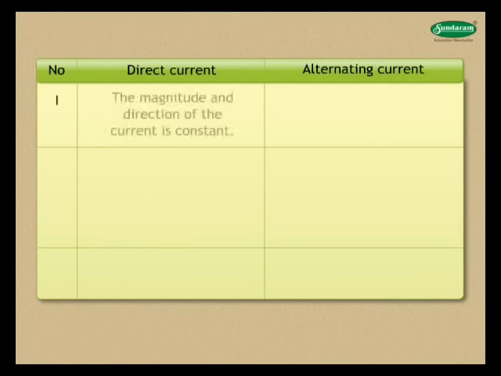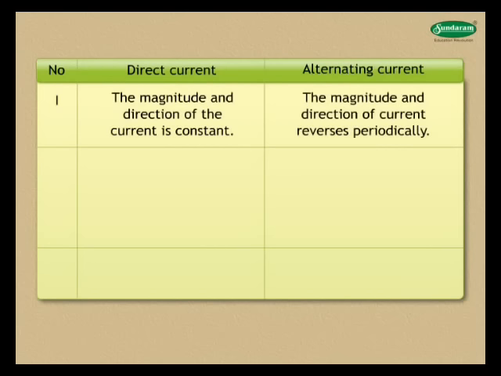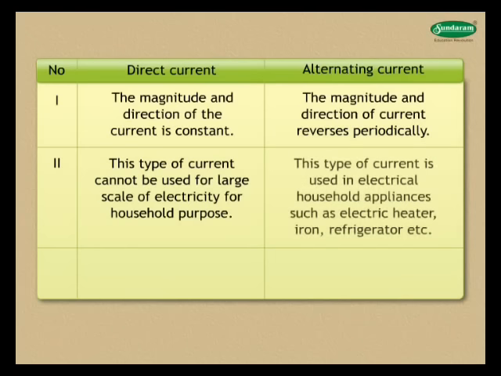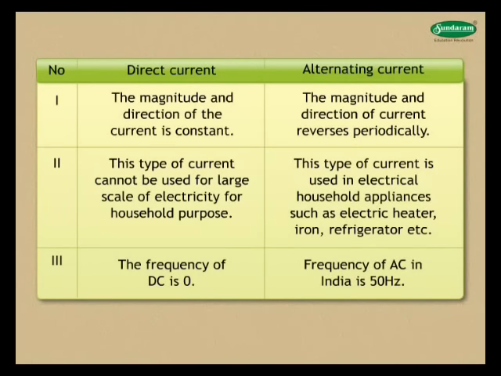Let us compare DC and AC now. First, for DC, magnitude and direction both are constant, whereas for AC, magnitude and direction reverse periodically. Second, DC cannot be used for large-scale electricity for household purposes, whereas AC is used for large-scale applications. Third, the frequency of DC is always zero, whereas the frequency of AC in India is 50 Hz.